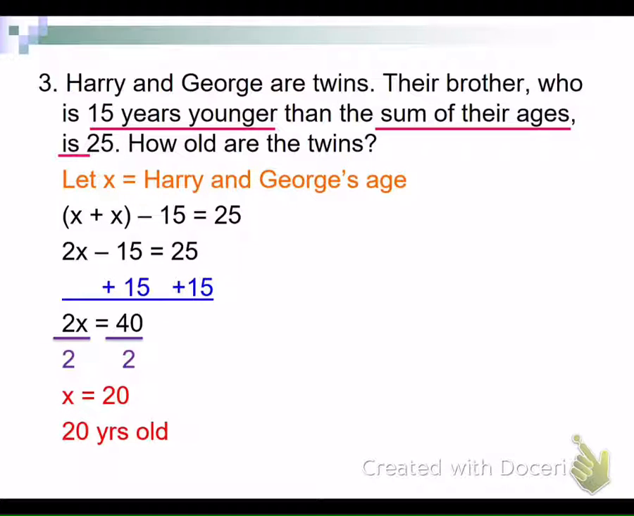20. 20 years old. No, the brother's 25. It says it in the problem. Their brother, who's 15 years younger than the sum of their ages, is 25. So the twins are both 20 and he's 25. But when you add their ages, he's 15 years younger than that. I know, crazy. Questions?